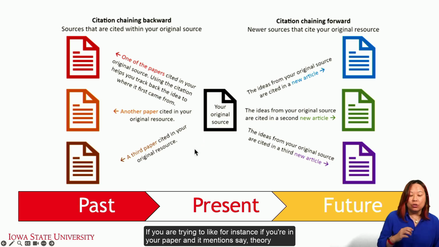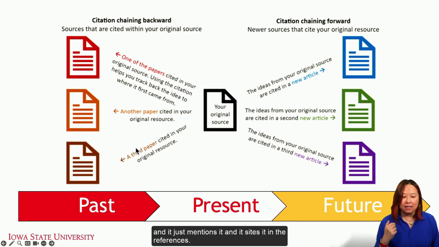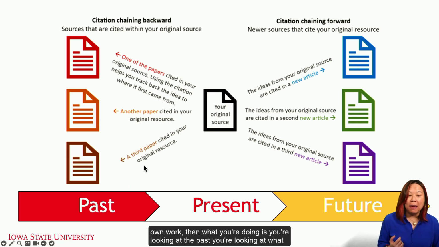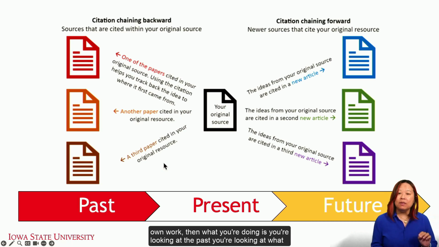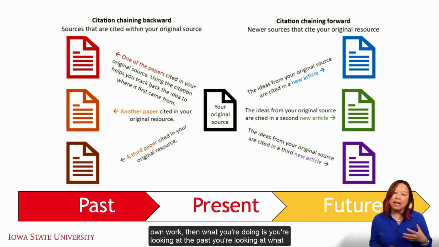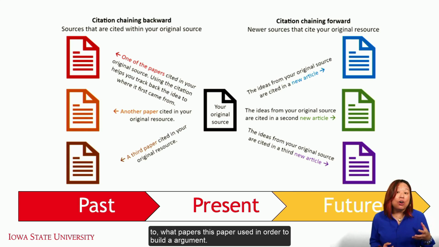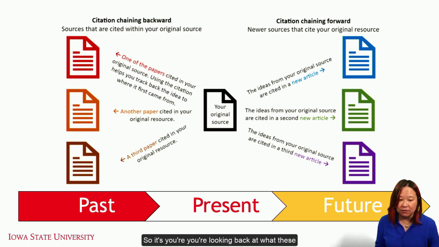So you're looking back at what these people used in order to create this paper. So that's past, that's backward citation chaining. Extremely helpful if you're trying to figure out how this individual built their knowledge. It's also a really good process for SIFT.